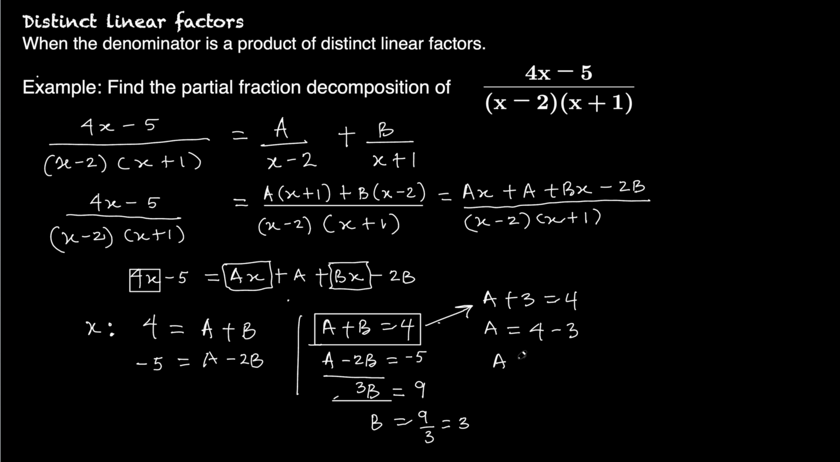A equals 1. So which means that the missing parts here, which are a and b, have both been found. That is, a equals 1 and b equals 3. So we can take that back in here, and then we're going to have it as 1 over x minus 2 plus 3 over x plus 1.